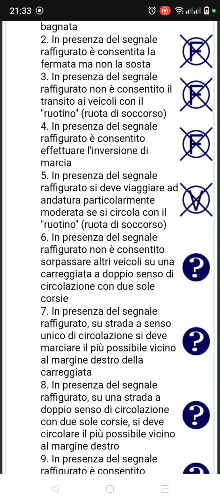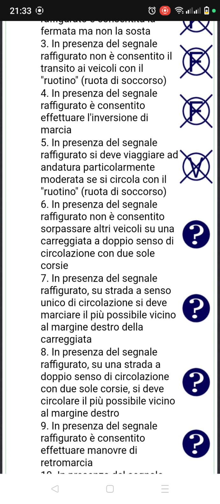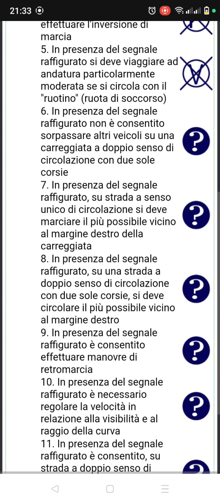So in the presence of this sign figure, si deve viaggiare, so we must travel ad andatura particolarmente moderata, with a particularly moderated speed. Se si circola con il ruotino di soccorso, so if we are circulating with the spare tire, we have to travel or drive with a particular moderate velocity.